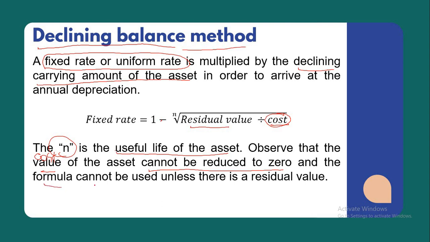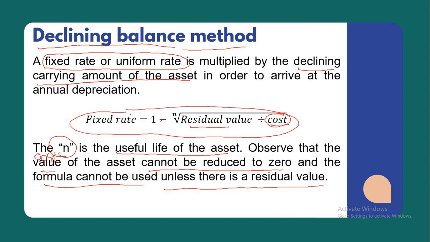And the formula also cannot be used unless there is a residual value. Again, the formula here is only valid if there is a residual value. If there is no residual value, then we cannot use this method. Because, as we said yesterday, the dividend cannot be 0, right? The residual value is the dividend, so it cannot be 0. Otherwise the quotient would be invalid or 0. So there must be a residual value.